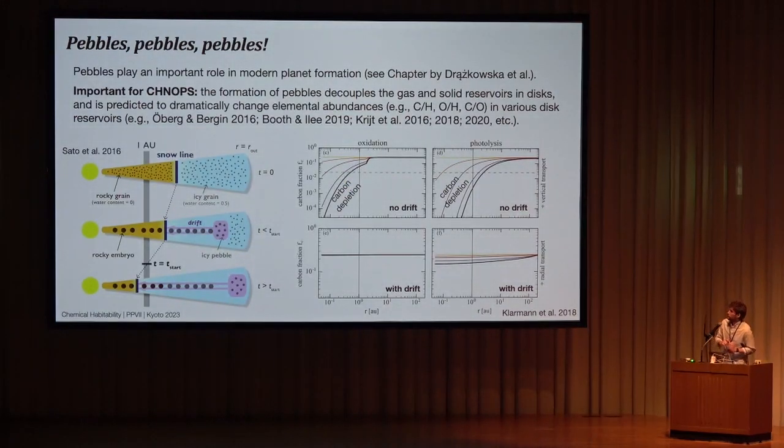I want to focus on what is really new since PP6, and I think that is this focus on pebbles, right? Pebbles, pebbles, pebbles. Pebbles are very important. Pebbles are the particles we see when we image disks in ALMA and millimeter continuum. Pebbles are the precursors of planetesimals through the streaming instability and gravitational collapse, and pebbles are the food for protoplanets growing via pebble accretion.